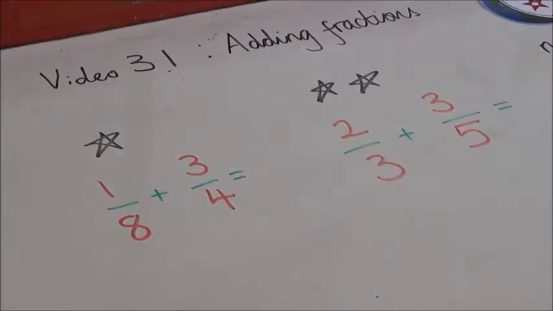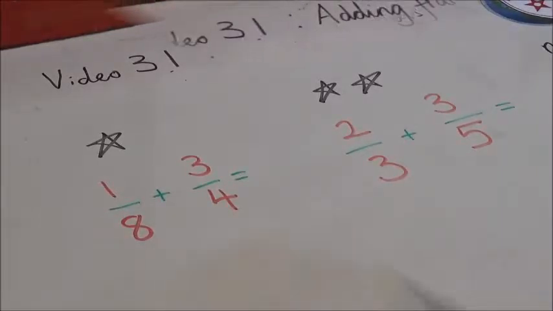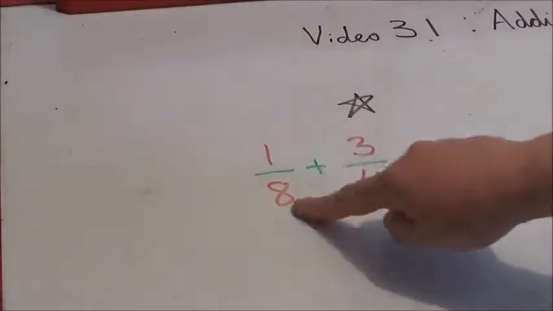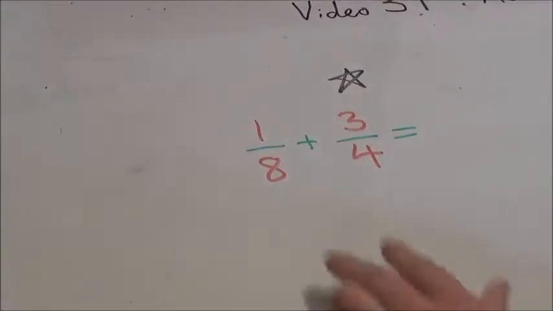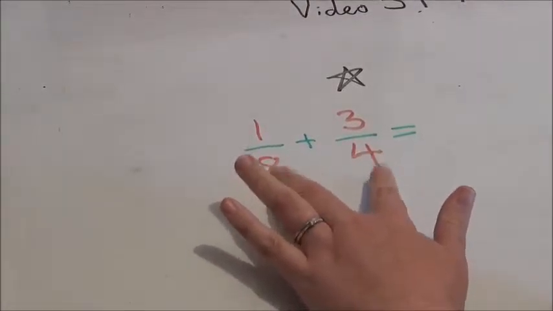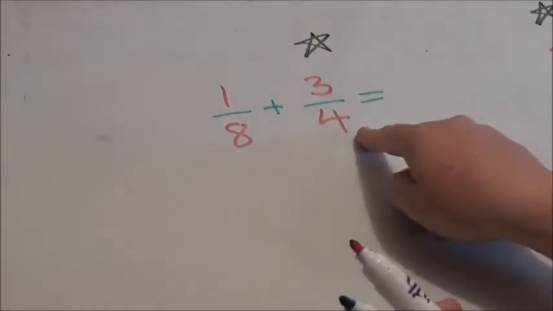Have a go at these examples, do one of them, pause the video, and then we'll go through the answers together. We're going to go for this example here. We've got 1/8 add 3/4. So we need to get to the point where these two have got a common denominator so that we can add them easily.